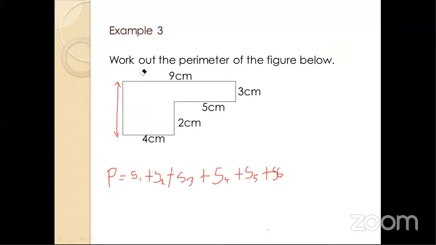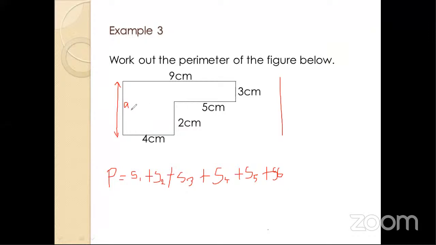Therefore, there is need for us to find this. Patience, do you see here where I've pointed with red color? We need to first find that. Let me name that side A. So A is not given. We are supposed to first find that A before we find the perimeter. So that is where our discussion is right now.